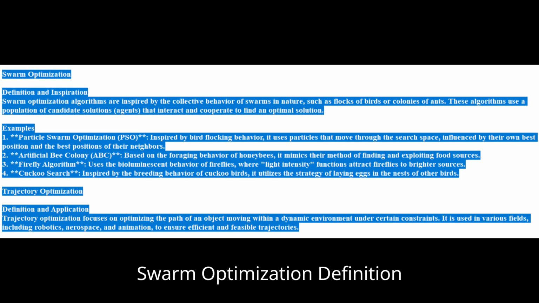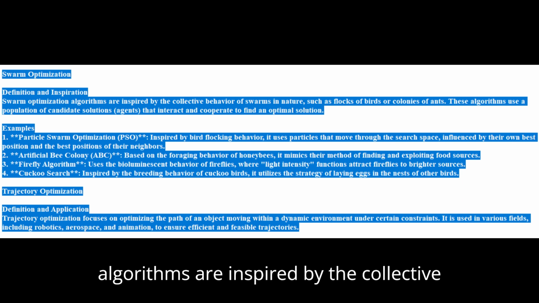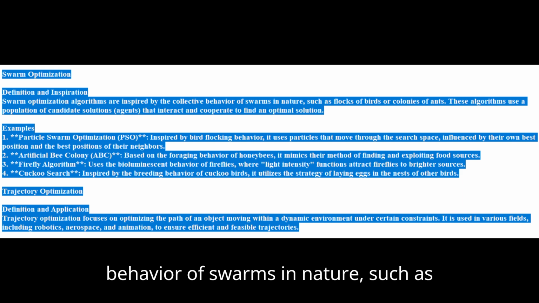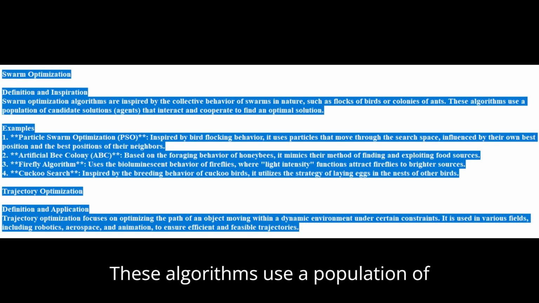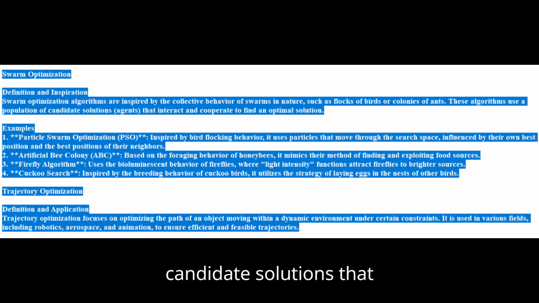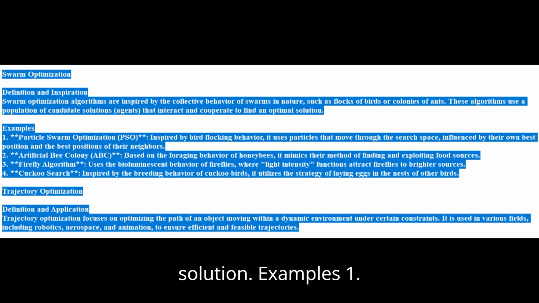Swarm optimization. Definition and inspiration. Swarm optimization algorithms are inspired by the collective behavior of swarms in nature, such as flocks of birds or colonies of ants. These algorithms use a population of candidate solutions, agents, that interact and cooperate to find an optimal solution.